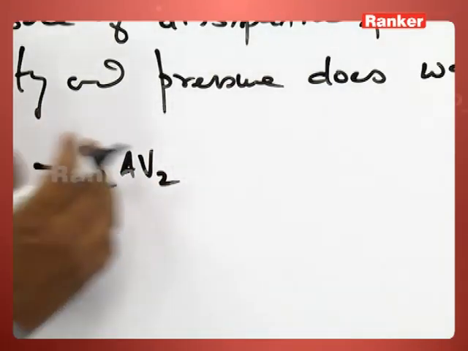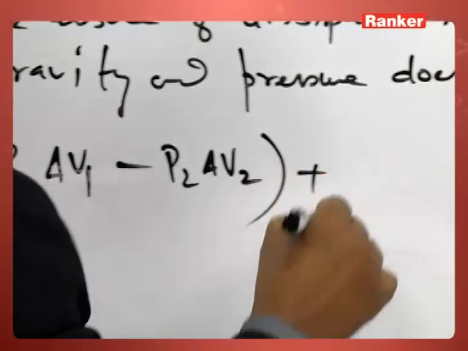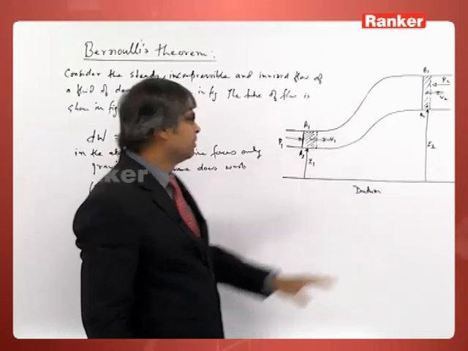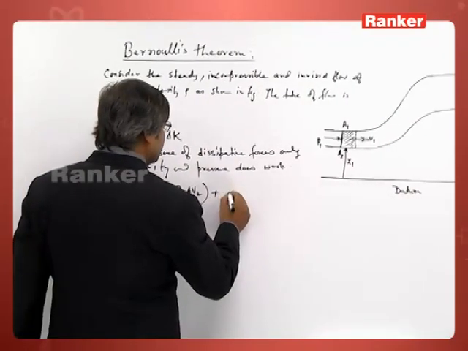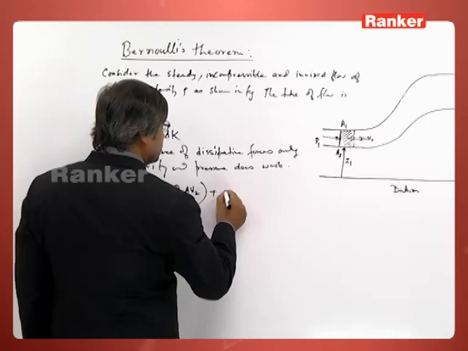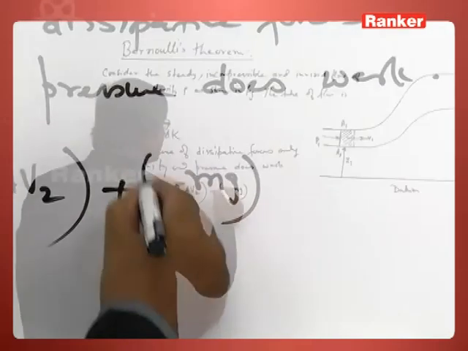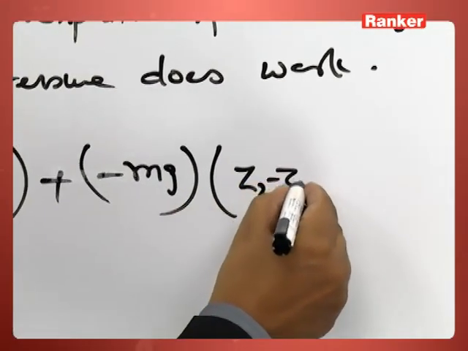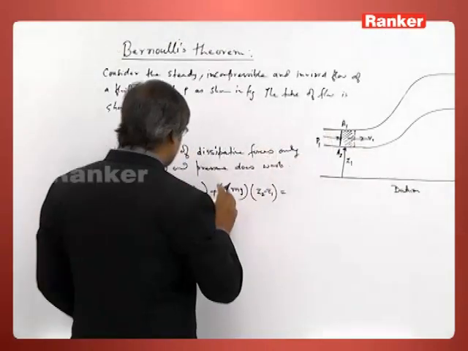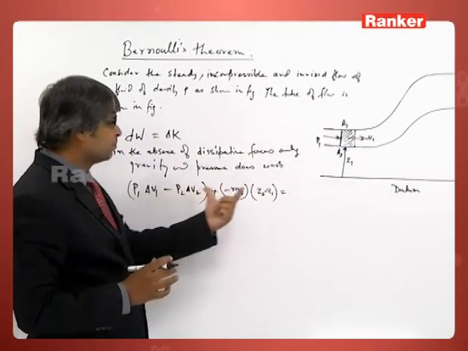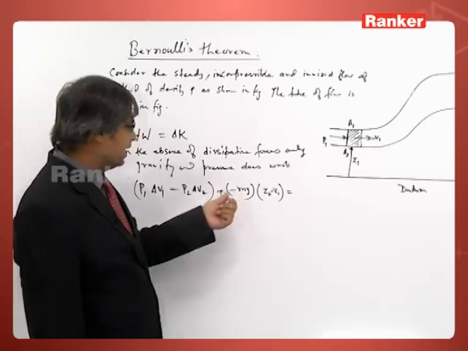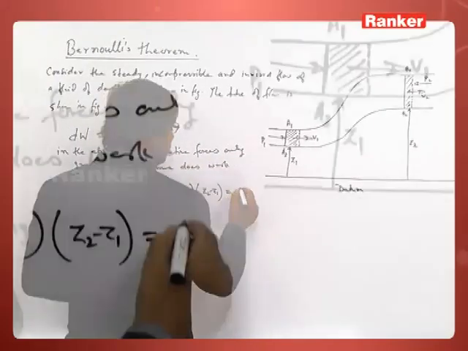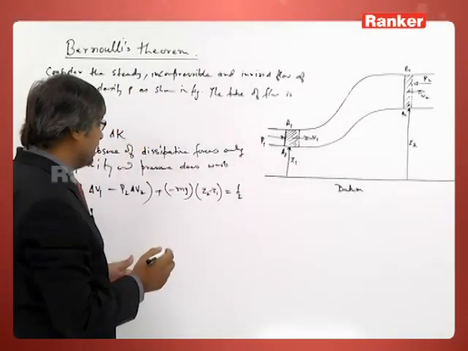So this is the work done by pressure, plus the work done by gravity. Gravity is downward and you are going up, so mg is acting downward, and the work done by gravity is minus mg into Z2 minus Z1. This is the work done by the pressure force, and this is the work done by the gravity force, where m is the mass of the liquid moved from here to here. That is equal to the change in kinetic energy.